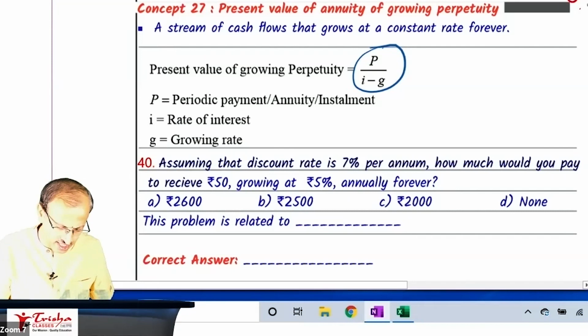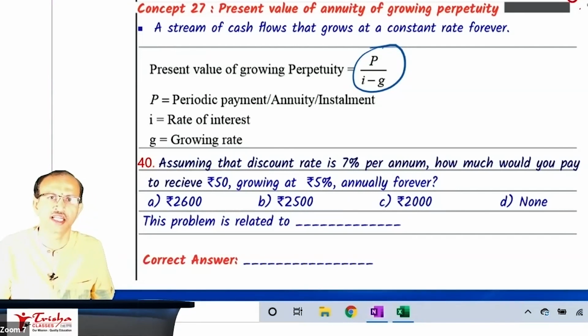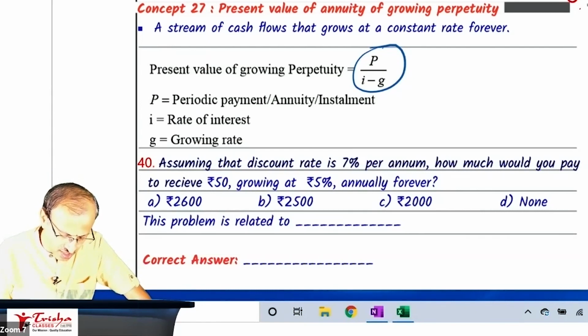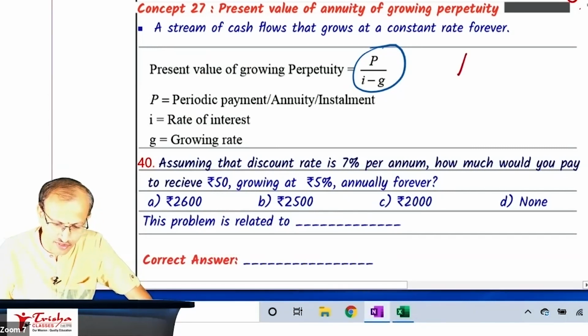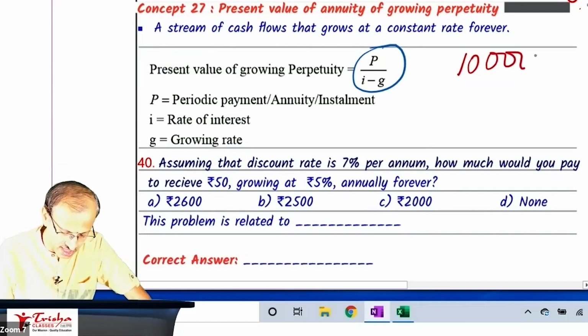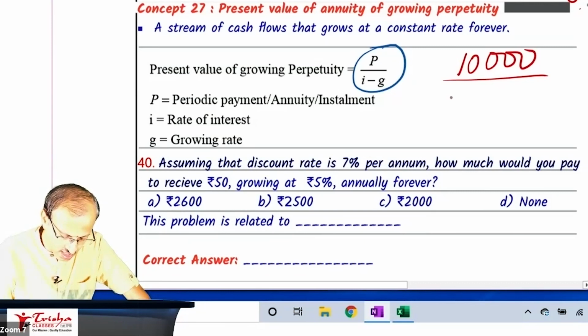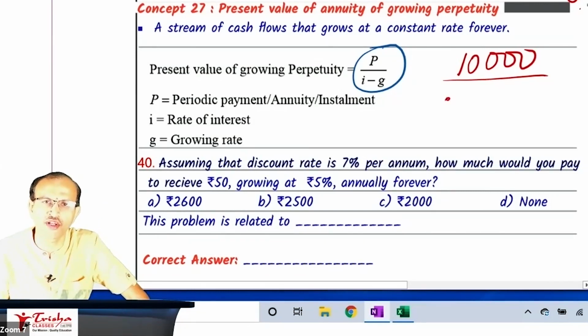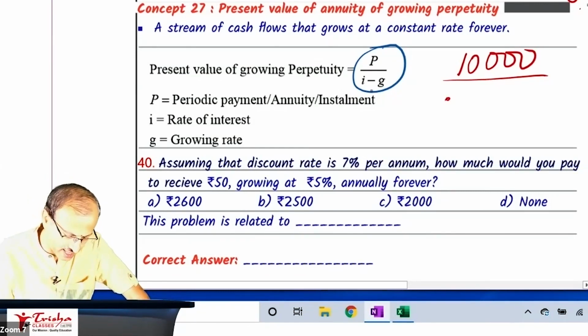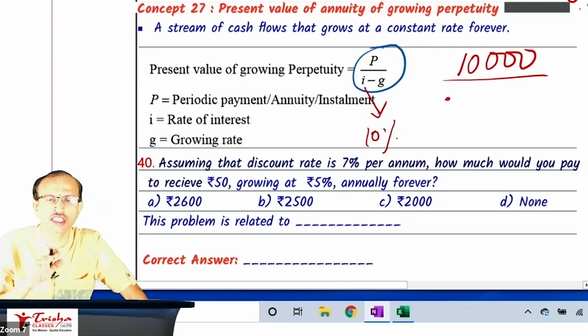Okay, I was explaining to you it is P by I minus G. If you remember that example, what is the scholarship amount every year? First, how much amount did we discuss that time? 10,000. All of you write in your notebook, scholarship amount 10,000. If you invest money in the bank, what is the banker's rate of interest? It is 10%. If the scholarship amount remains the same, it is 10,000 by 0.10.